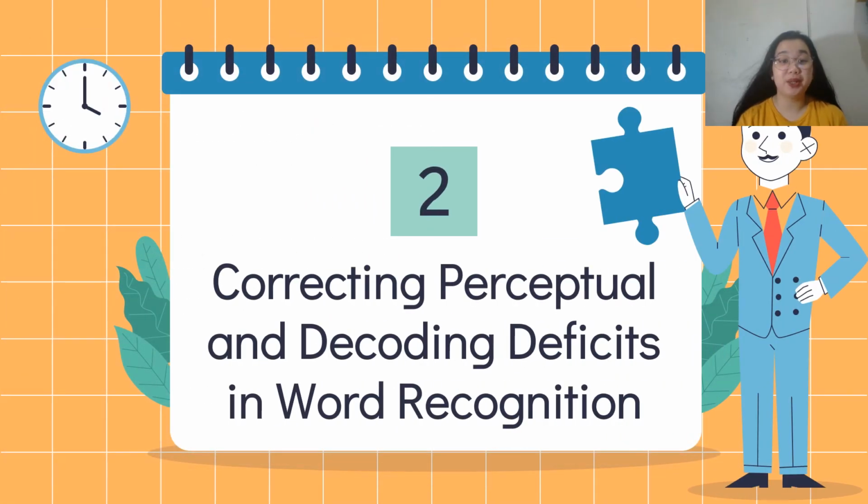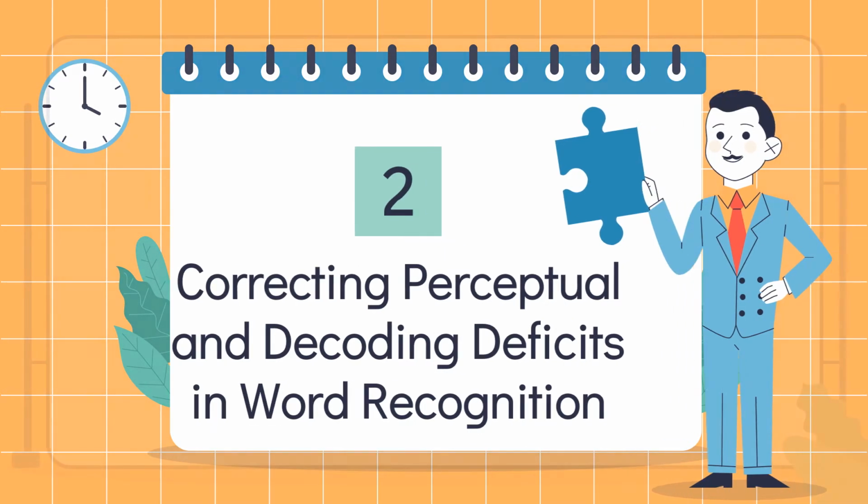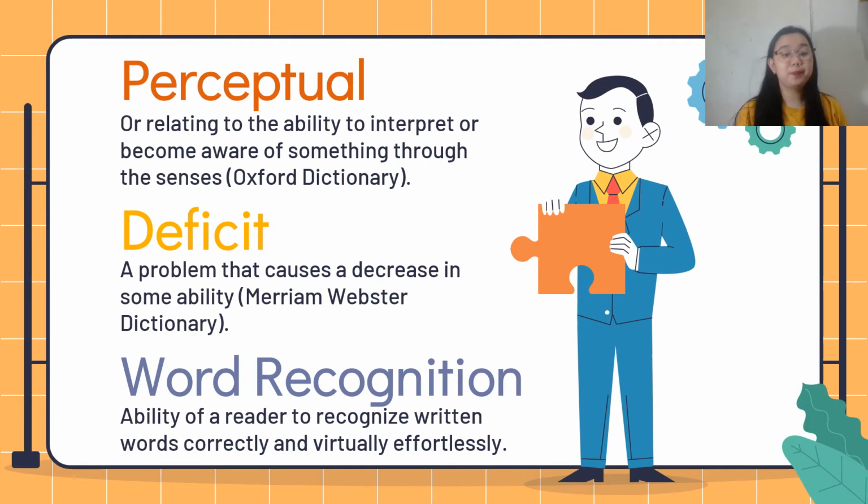Let us now move on to our second topic, correcting perceptual and decoding deficits in word recognition. To better understand the topic, let us first define the title using these 3 main words. The first one is perceptual. According to Oxford Dictionary, it is relating to the ability to interpret or become aware of something through the senses. Next is deficit. According to Merriam-Webster Dictionary, a problem that causes a decrease in some ability.